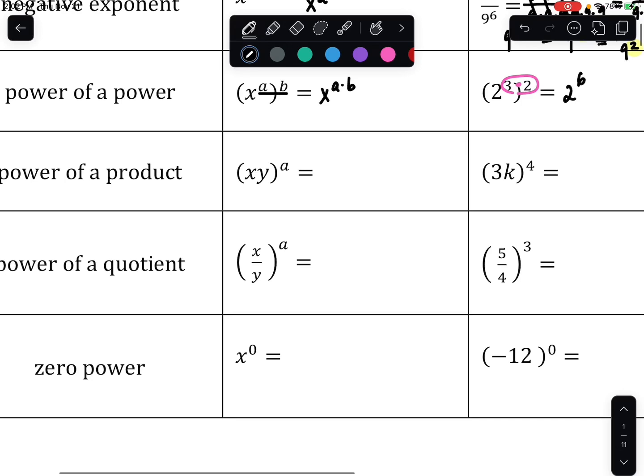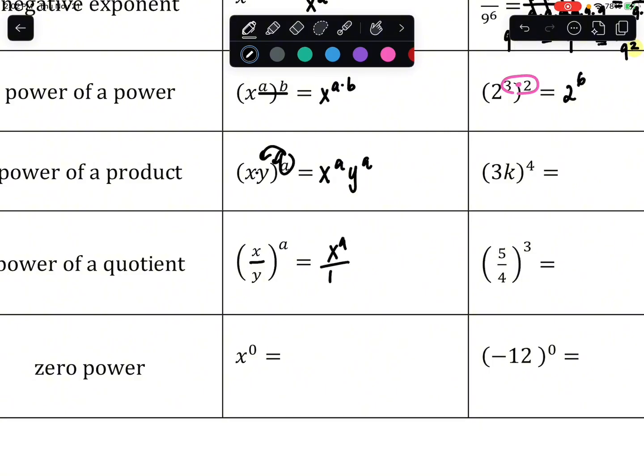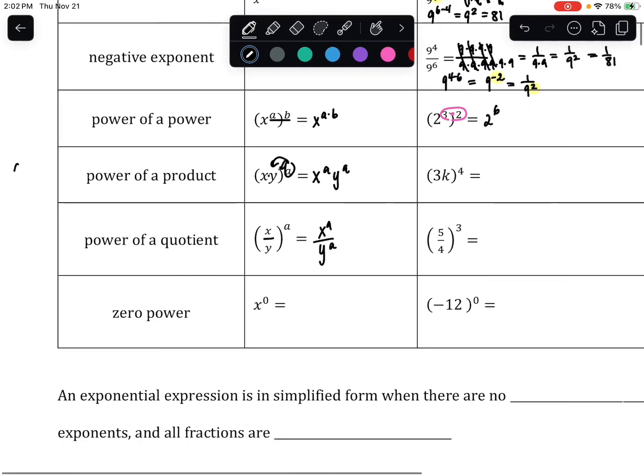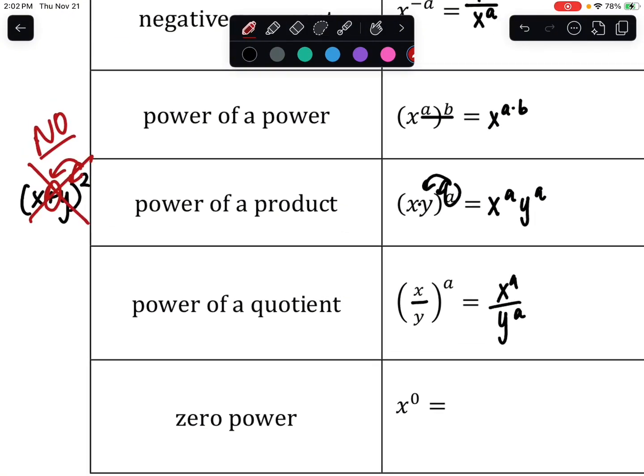Now, if you have a product or a quotient inside parentheses, this is the only time you get to distribute the exponent. And so you would distribute it to the top and the bottom. And so just be very careful. If it was x plus y, for example, if it was squared, you would not distribute to each term. If you have plus signs or minus signs, do not distribute your exponent. You would have to FOIL that.